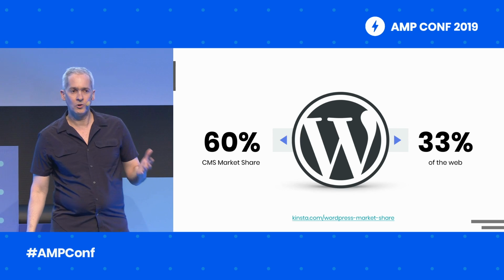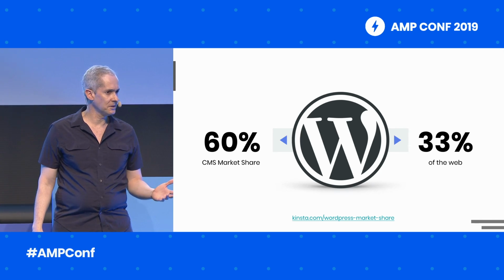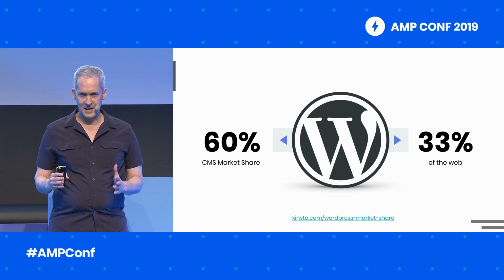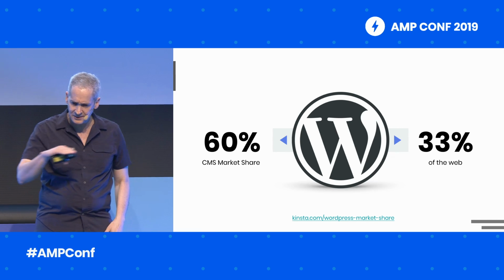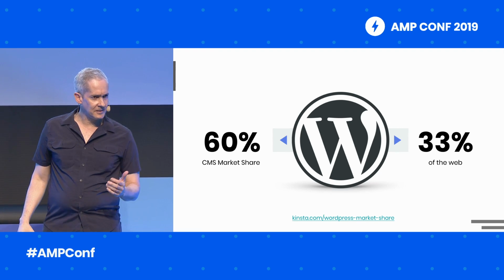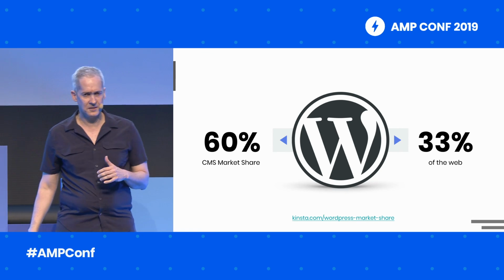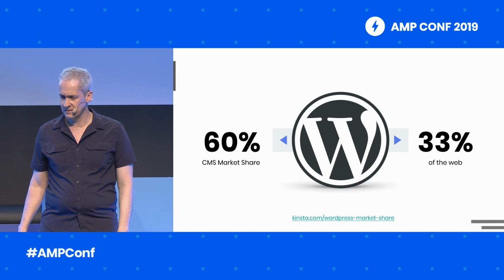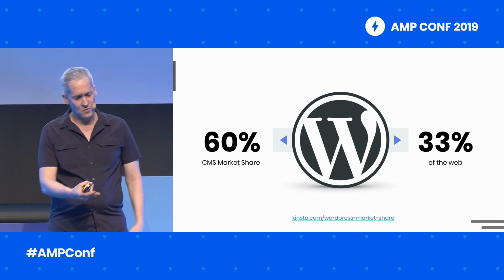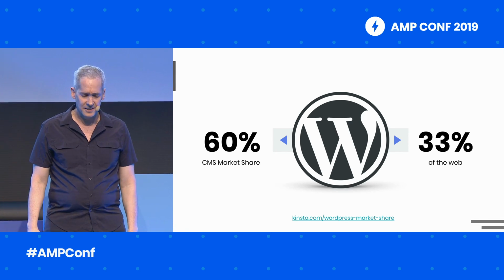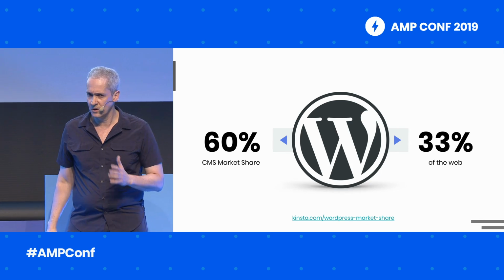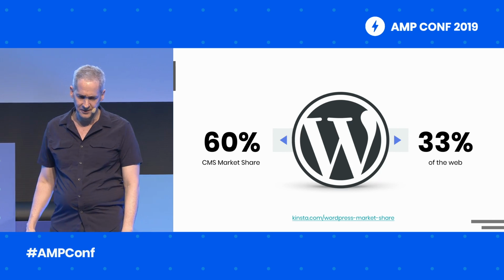As you know, WordPress is a content management system. And what that means is that it is a software platform that adds layers of abstraction on top of the web to facilitate the creation, management, and publishing of content. WordPress is certainly one of the biggest CMS players out there. And today, about a third of the web is powered by WordPress sites.